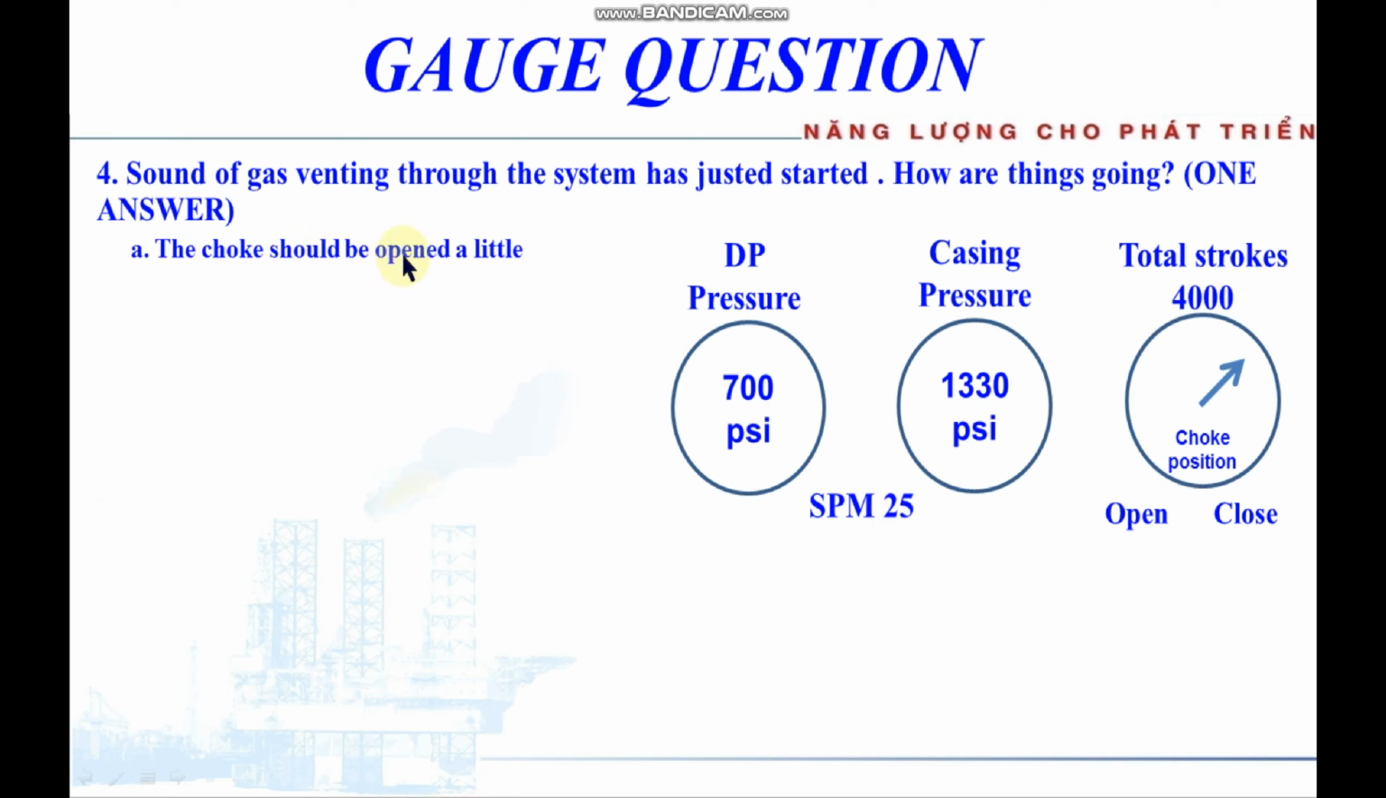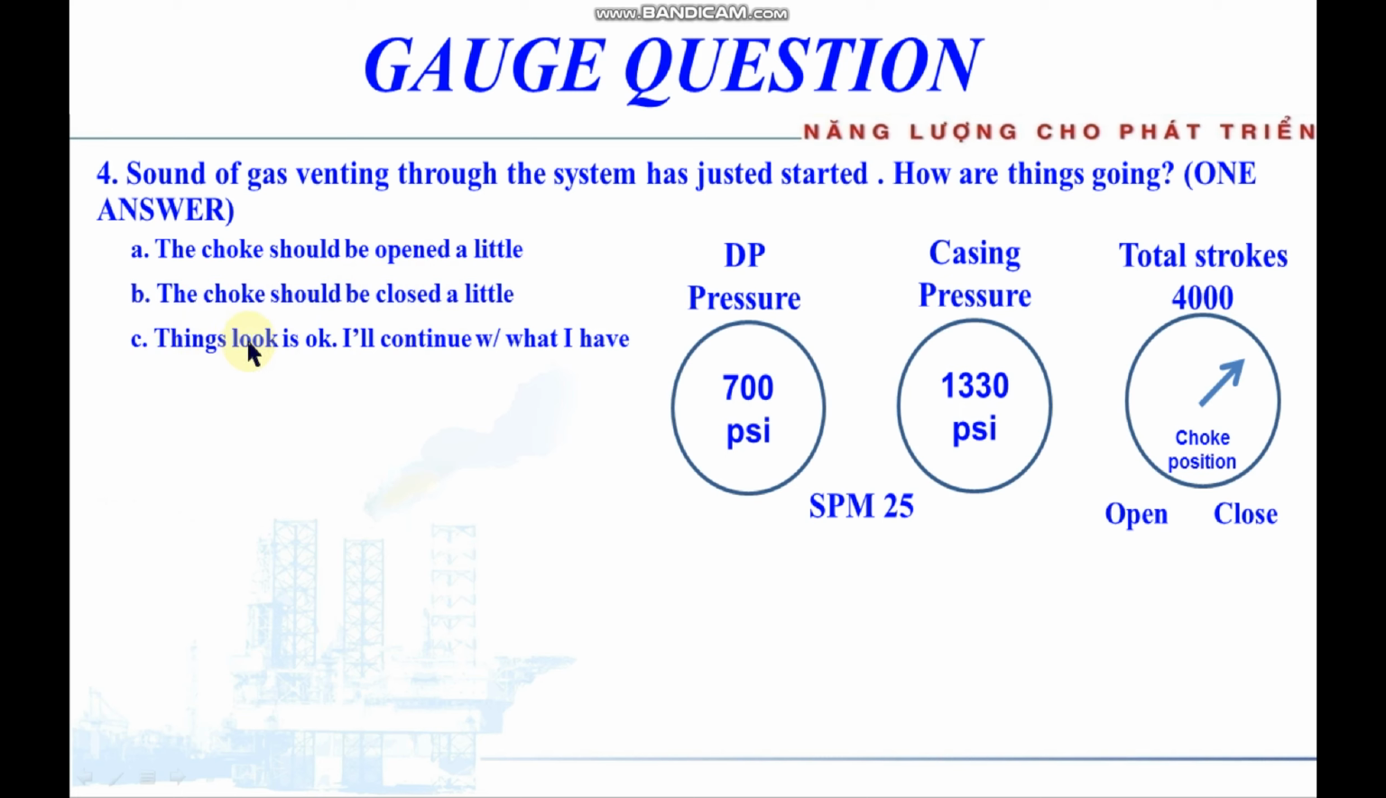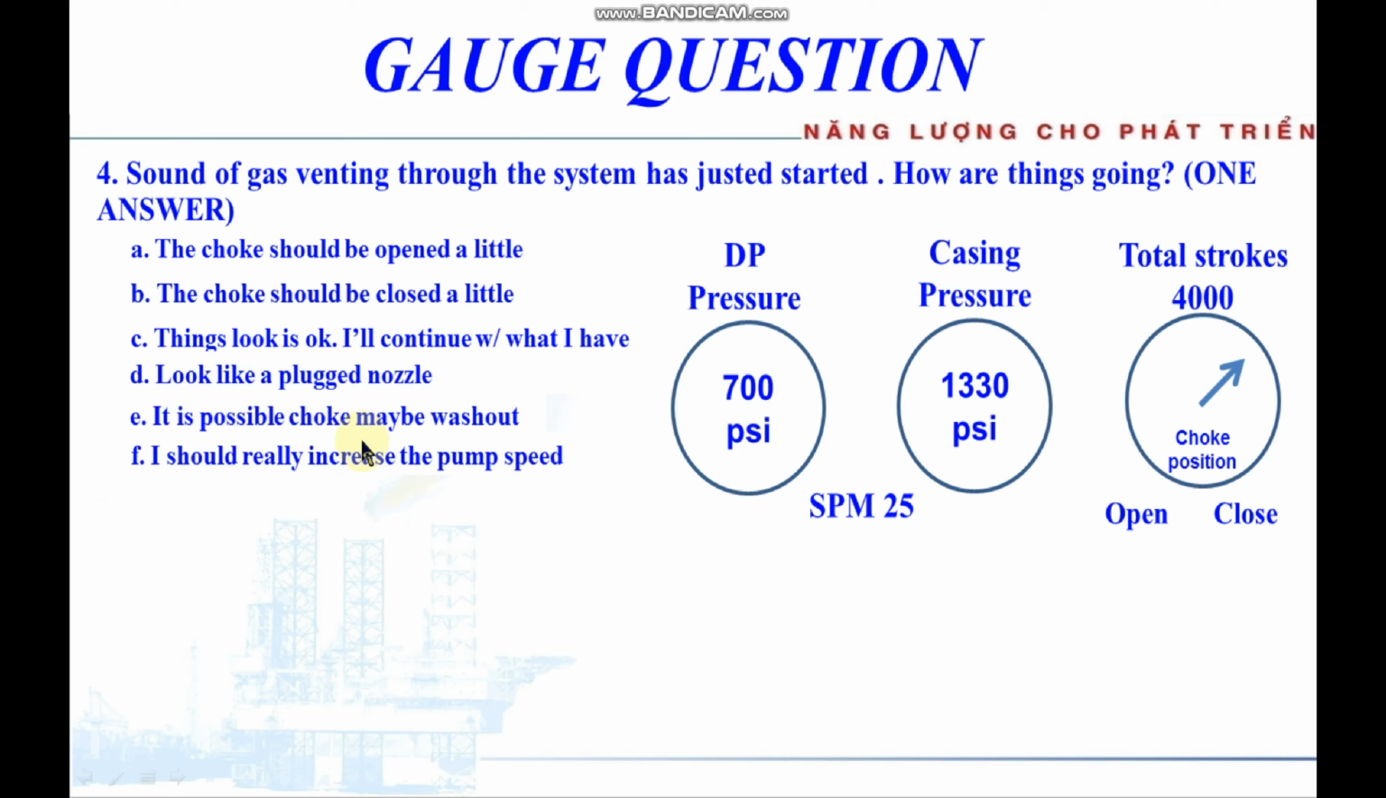25. A. The choke should be opened a little. B. The choke should be closed a little. C. Things look okay, I will continue with what I have. D. Looks like a plugged nozzle. E. If possible, the choke may be washed out. F. I should really increase the pump speed.